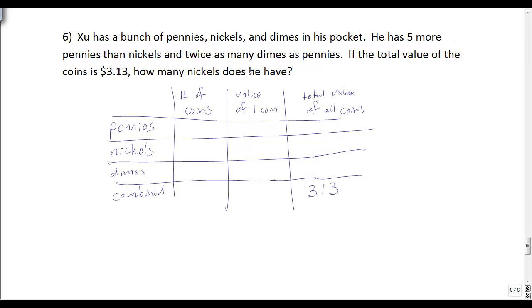We want to know how many nickels he has. So I need to make one of these. Oh, sorry, I know other things here. Value of coins. The value of a penny is 1 cent. The value of a nickel is 5 cents. The value of a dime is 10 cents.